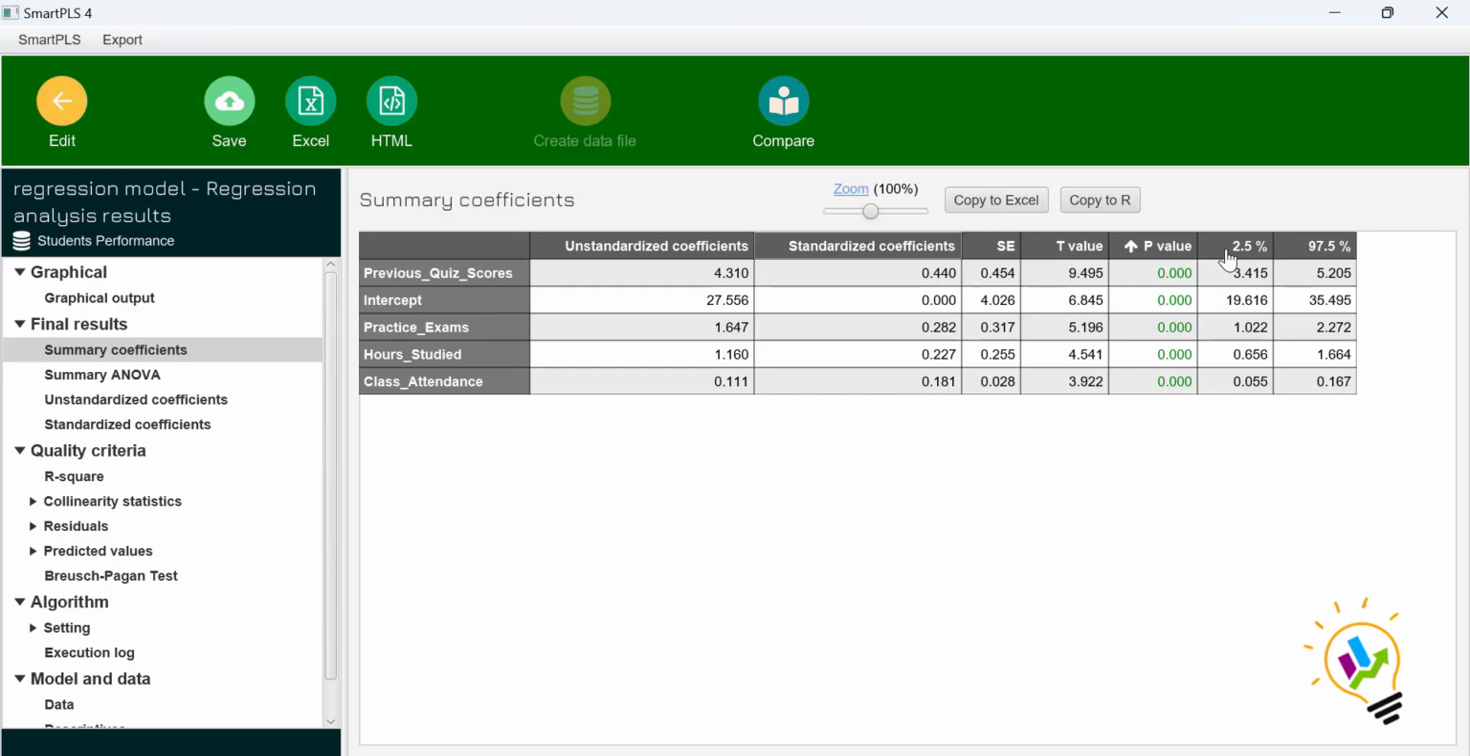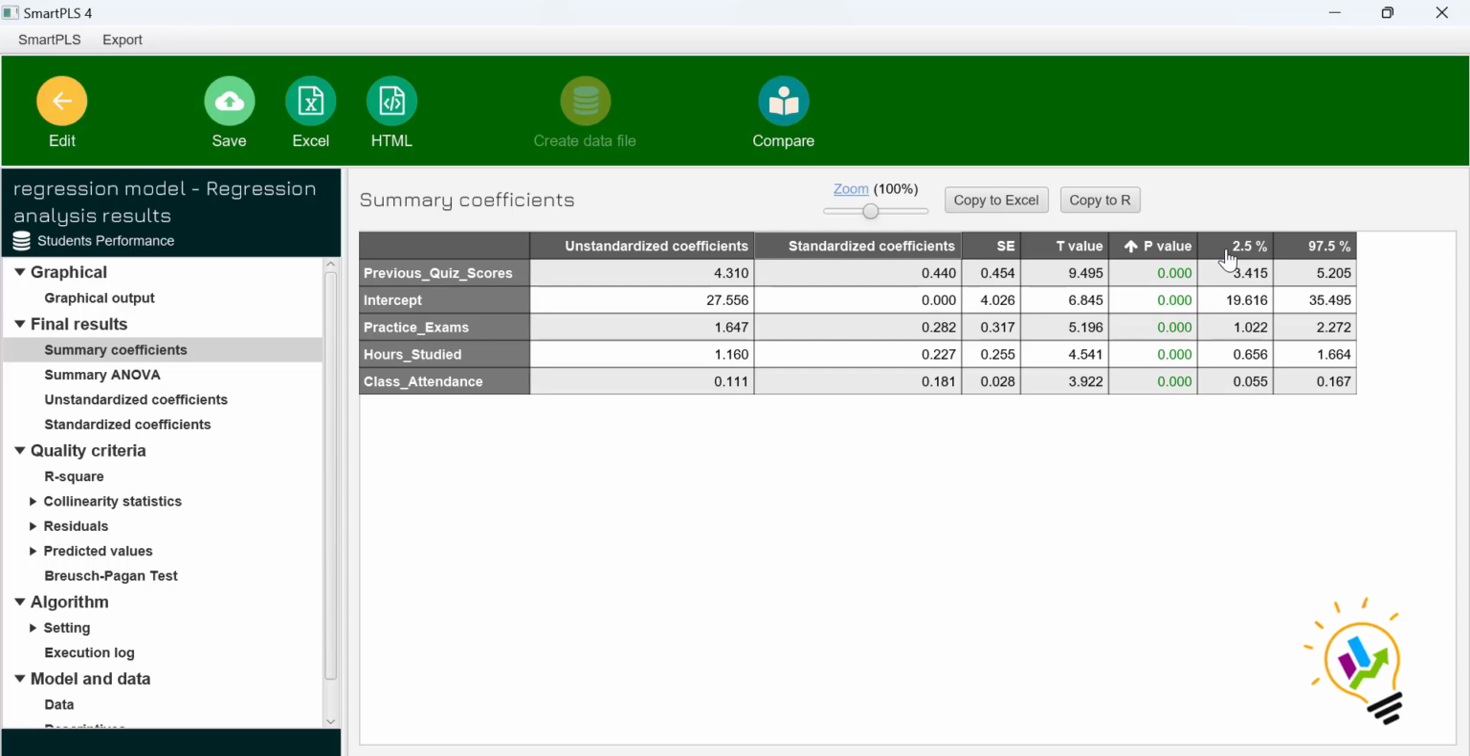The unstandardized coefficient shows the actual change in the dependent variable for a 1 unit change in the independent variable, while the standardized coefficient shows the change in the dependent variable relative to the standard deviation of the independent variable. Standard error is an estimation of the standard deviation of the sampling distribution of the coefficient. It helps understand the precision of the coefficient estimate. A smaller standard error suggests more reliable estimates.